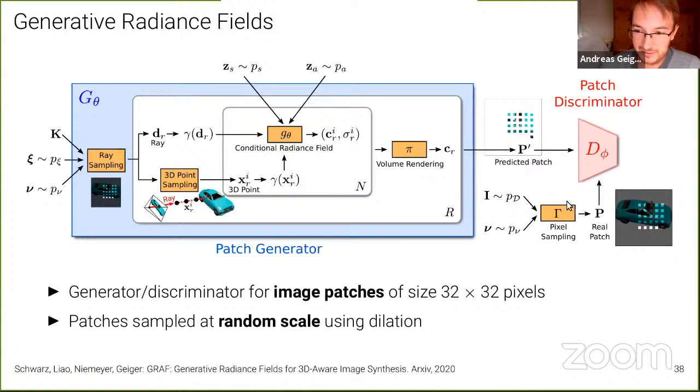And then we do exactly the same thing. We do the same sampling strategy for real images. And so we query real images at the same locations, right? But of course, these are not paired. This is just a different image. And then we compare these patches using a patch discriminator. And this turns out to work extraordinarily well.